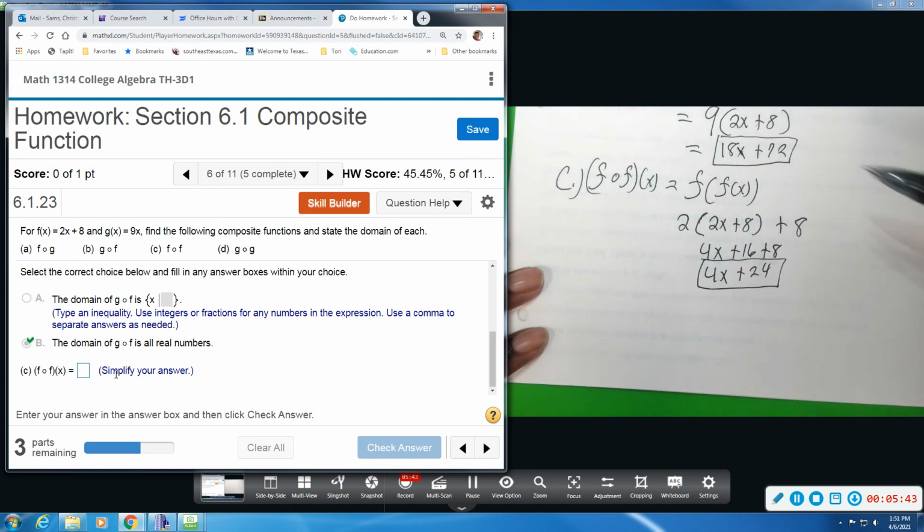And again, if we're going to find domain, no fractions, no square roots, no logarithms, so all real.